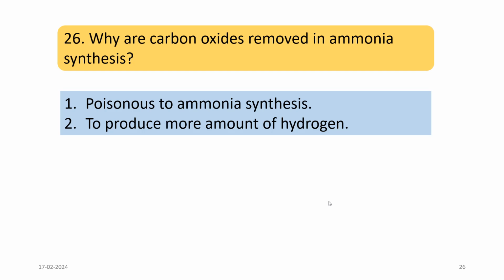because in ammonia synthesis the reaction is N2 plus 3H2 produces NH3, right? So 1 mole of nitrogen reacts with 3 moles of hydrogen. So the amount of hydrogen required is more in the ammonia synthesis process. That is why if we remove more amount of carbon oxides, then we get more amount of hydrogen, which will be favorable for the ammonia production.